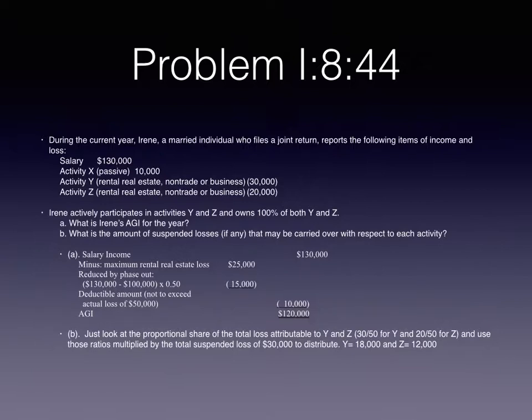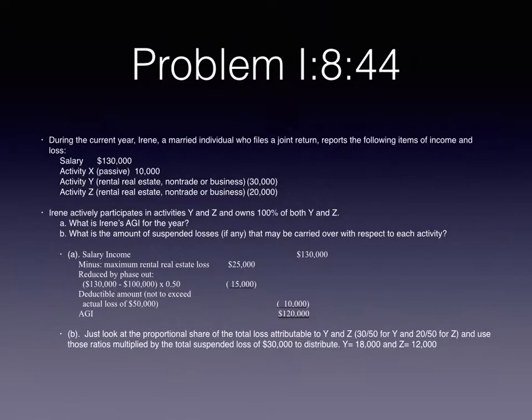So for Part B, we're supposed to look at the amount of suspended losses, if any, that may be carried over with respect to each activity. So we have total rental real estate loss here of $50,000, and then 10,000 of that is obviously going to offset activity X. So those would net out, and you'd have 40,000 left to play with. Of that 40,000, we're only actually able to use 10,000 in this situation as a deductible, which you see from Part A, which reduced you from a salary of 130 down to an AGI of 120.